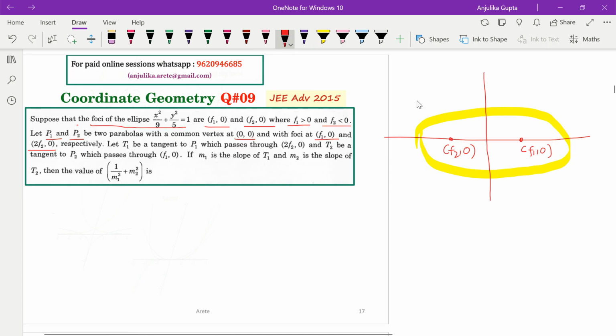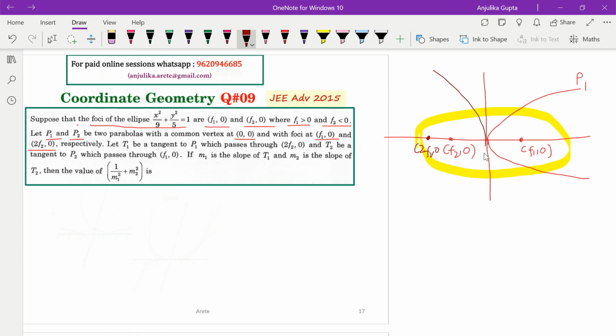Now next they are saying that you have two parabolas P1 and P2. One has foci as f1, so you just draw, this is the parabola P1, and the other parabola you have is P2, which has foci to be 2f2. So you have to move a little more here, because this is 2f2 comma 0, and that is the foci, so you will have a parabola something like that. Okay, so this is P2.